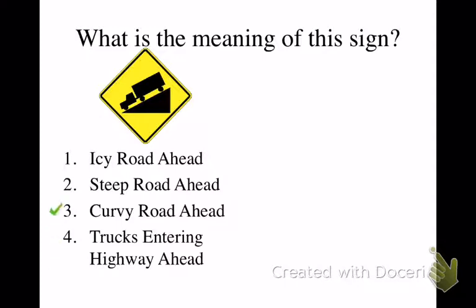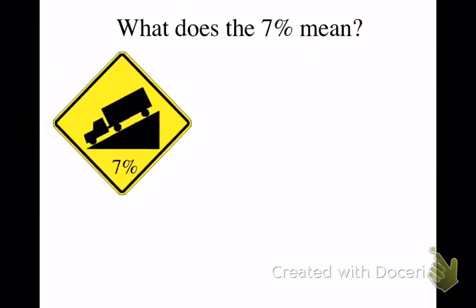So this sign actually refers to steep road ahead. It has to do with the incline of that triangle where the truck is driving down. And that's what we're going to be focusing on today, the steepness of something, which is going to go back to what we've been talking about in the past. So let's say there was a 7% on that sign. What does that 7% mean?